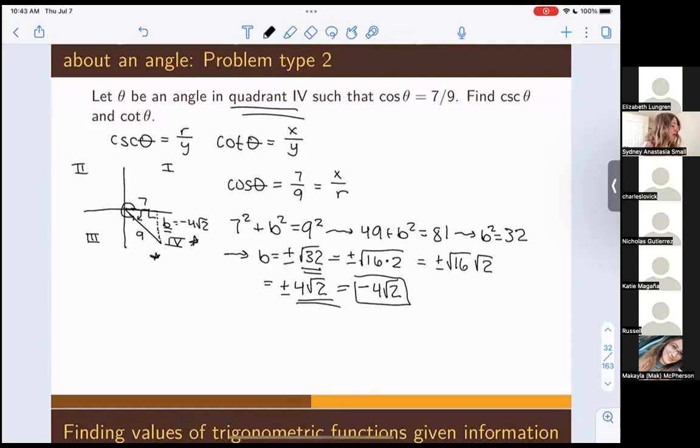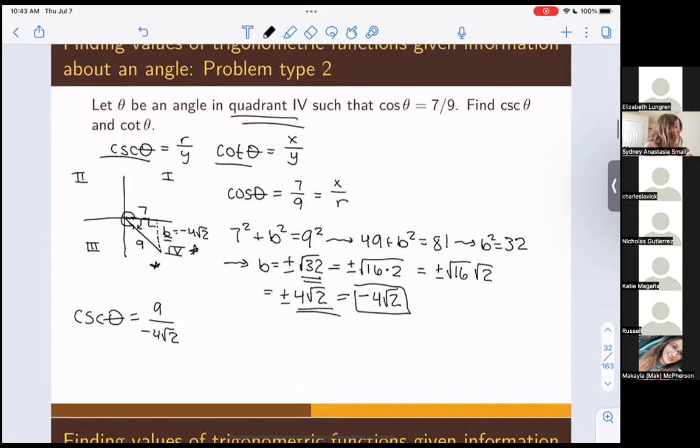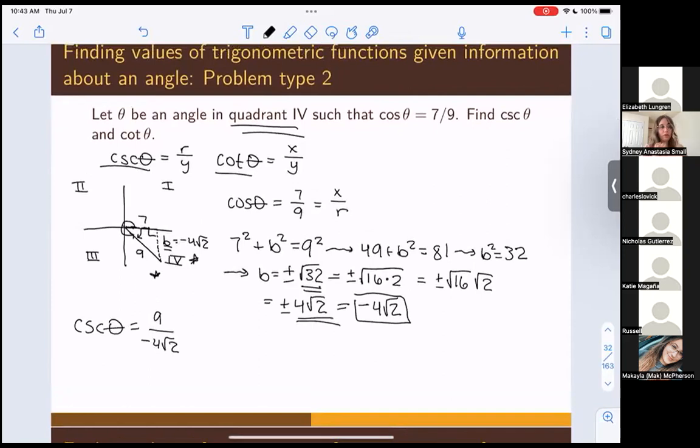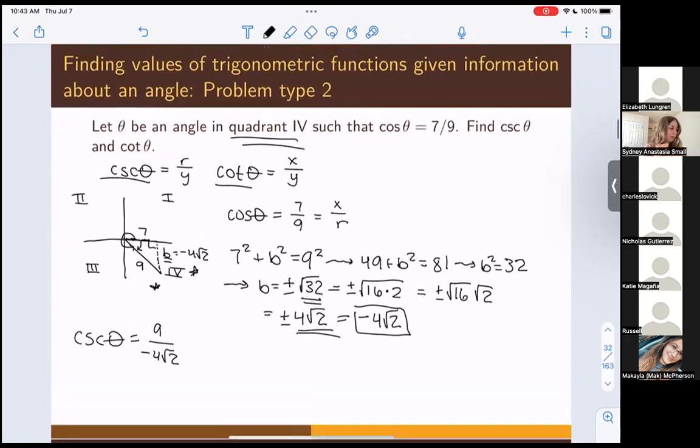And we can use that and now just use these values with our two formulas for cotangent and cosecant, to figure out the information we need. So cosecant of theta is equal to r over y. We know that r is 9. And we know that y, as we just solved for, is negative 4 square root of 2. And this is technically correct. However, as was brought up yesterday, radicals or square roots in the denominator are disgusting. We don't like them there.